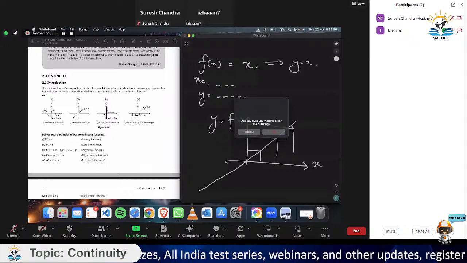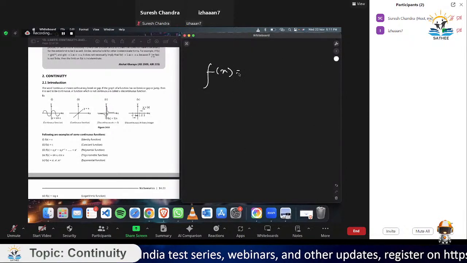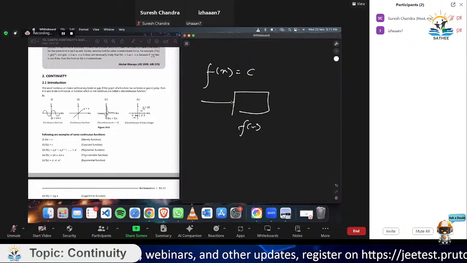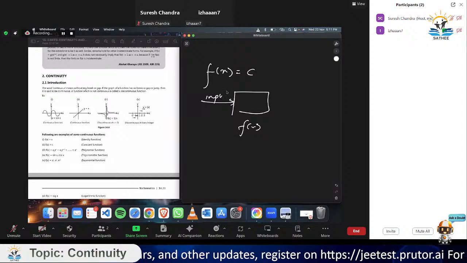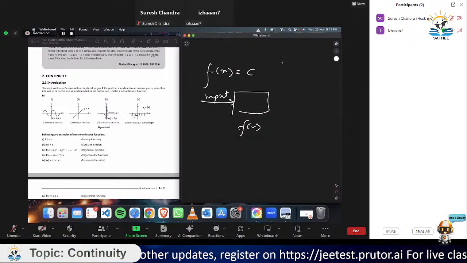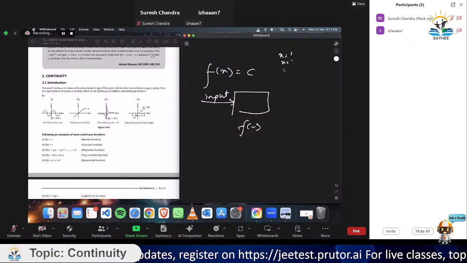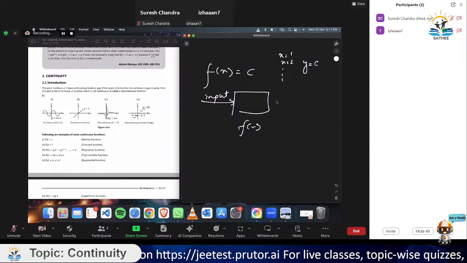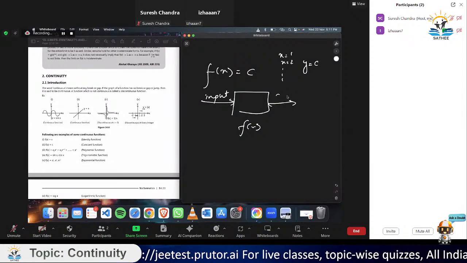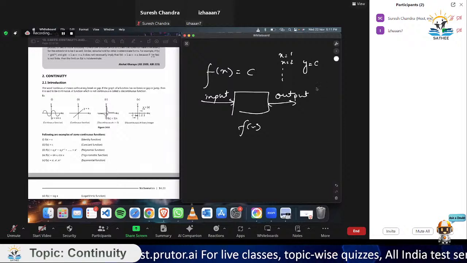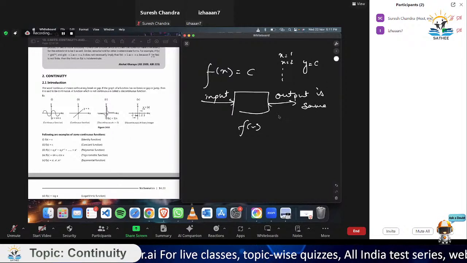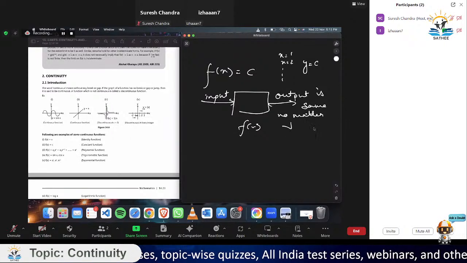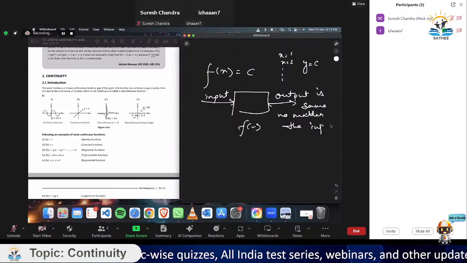Now take f(x) equals c. This is also a function, a machine f(x). But what matters here is that you are putting in variable inputs, x equals 1, x equals 2, and so on, yet y equals c in all these cases. The output is the same no matter the input. So these are called constant functions.